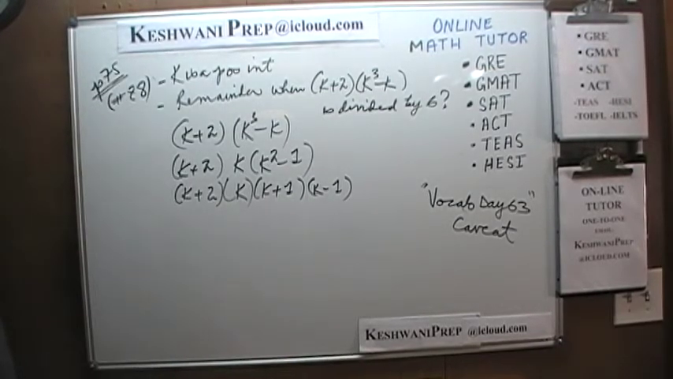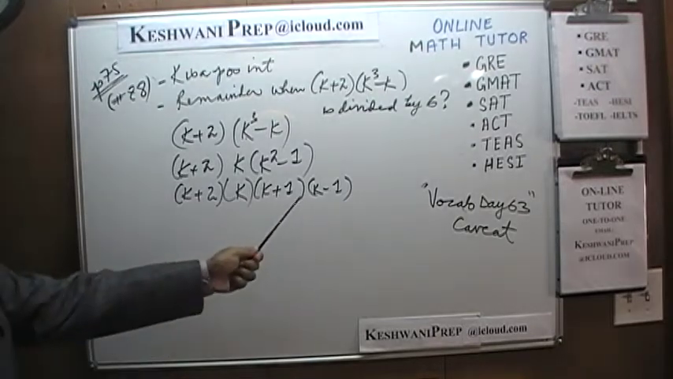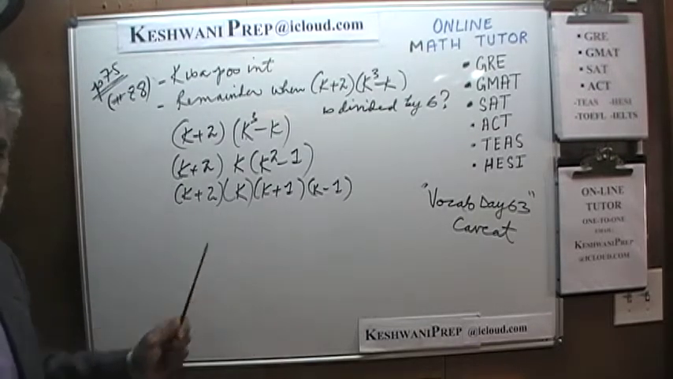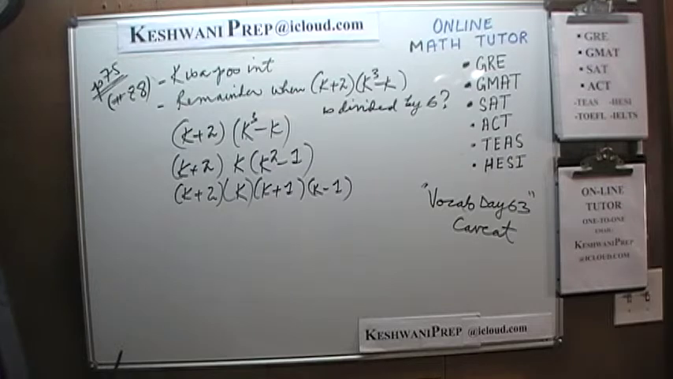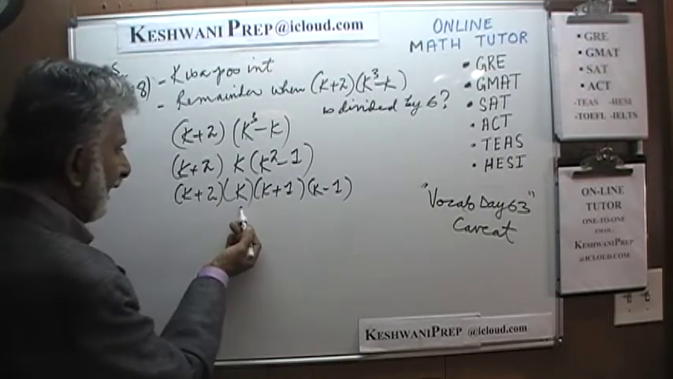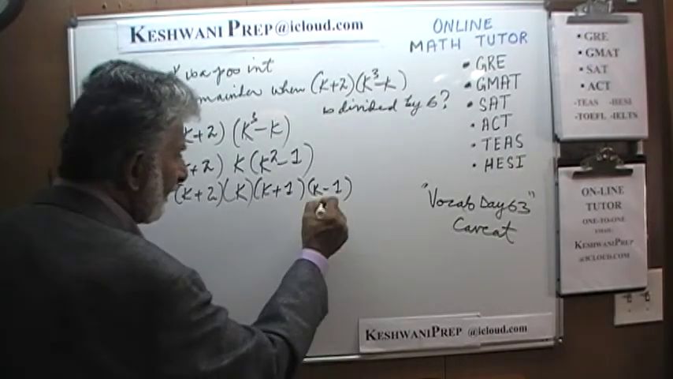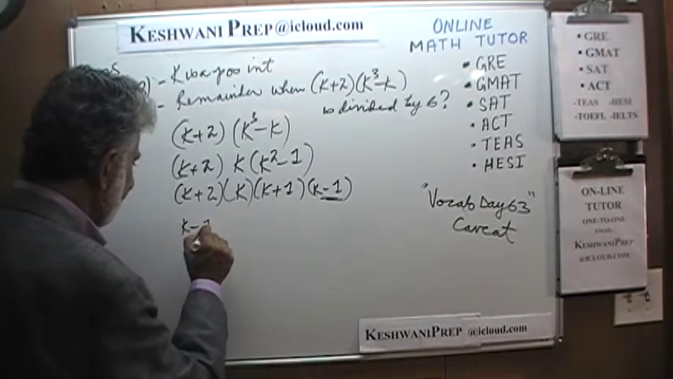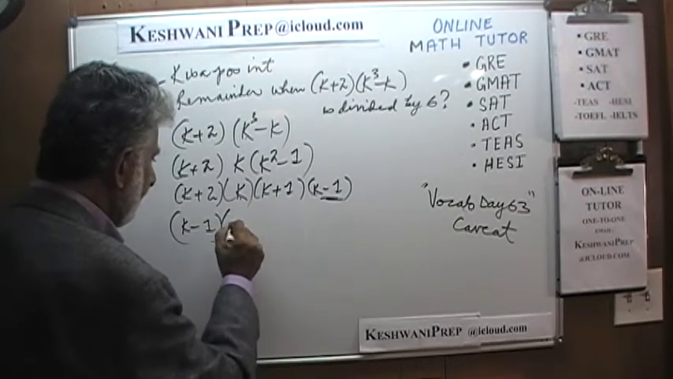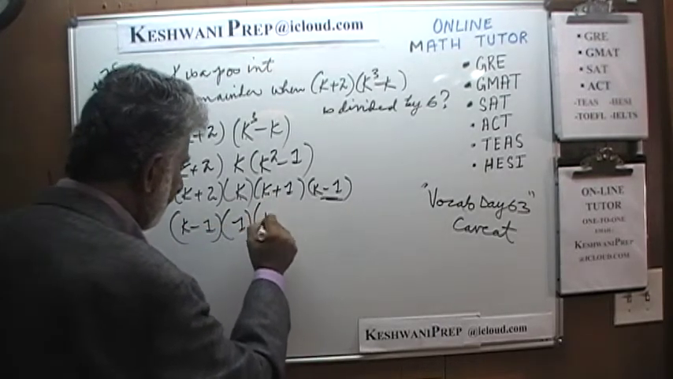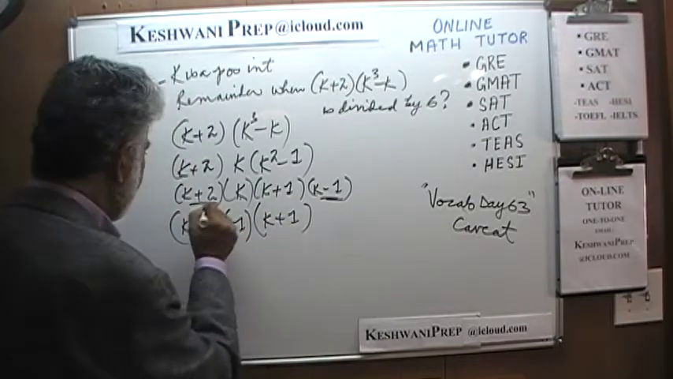What can we do here? The next thing we should do is arrange them in order from least to the greatest, and maybe something will click. Let's arrange them in the order. This is k. This is k plus 1, but this is k minus 1. So k minus 1 is the smallest one. Then we'll have the k. Then we'll have the k plus 1. And then we'll have k plus 2.